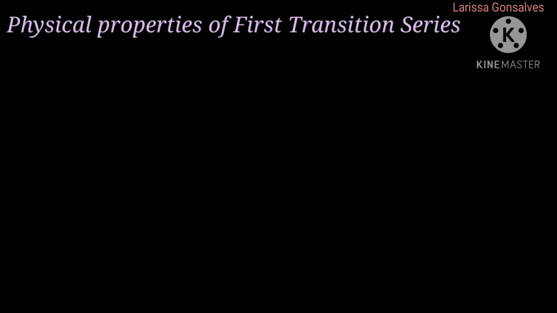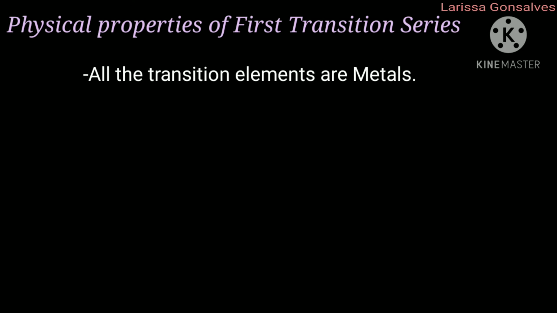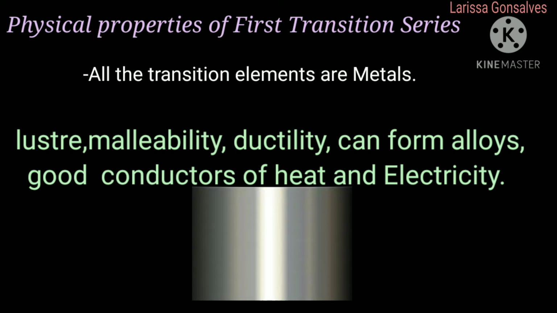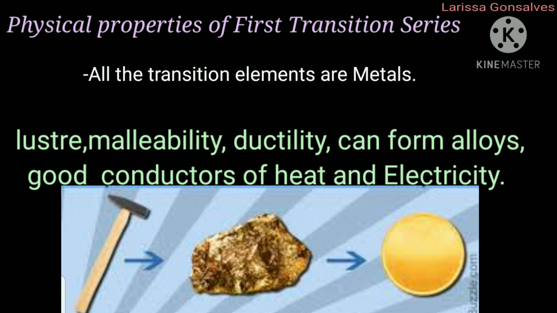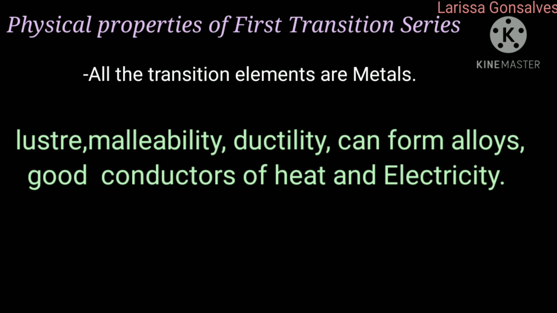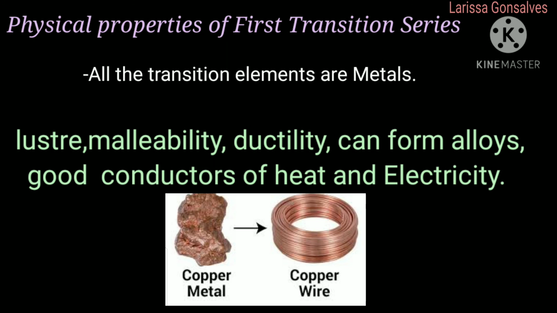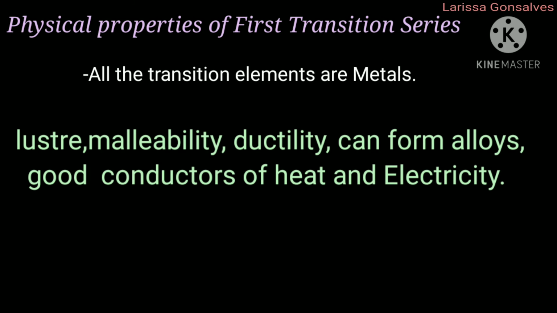All the transition elements are metals and hence they show the properties of metals. Now we know that metals have properties like luster, which means shine. They are malleable, which means that you can convert them into thin sheets. They are ductile, so they can be converted in the form of wires. Metals are hard and they can also form alloys with other metals.